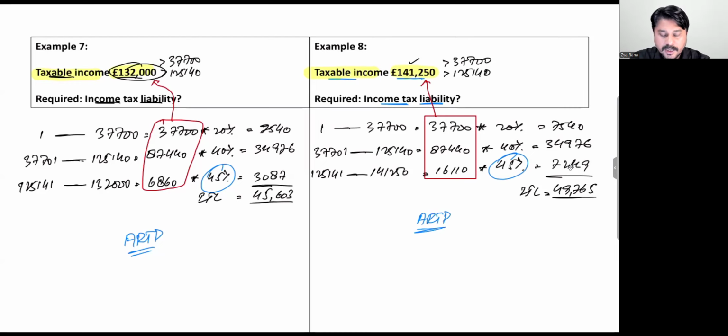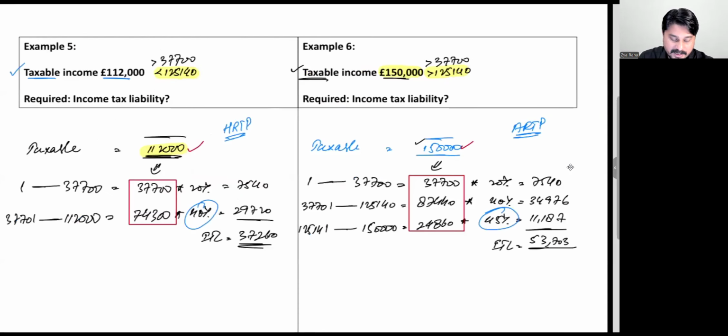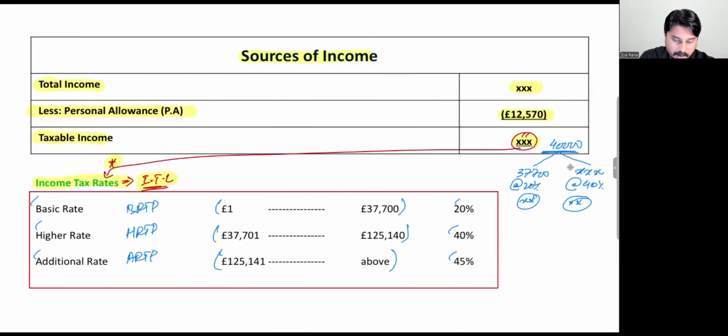So this is how you have to compute the tax liabilities according to the taxable income and according to the band limits. By the way, these band limits are also given in the tax rates and allowances. If you forget these, don't worry, you can check these band limits from the tax rates and allowances, which are given during your exam time.